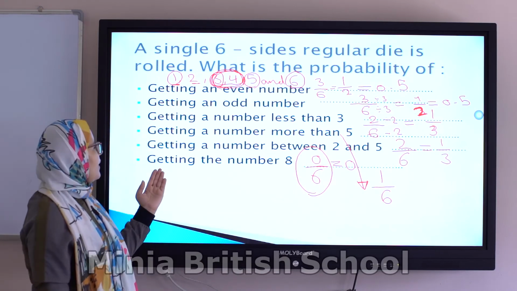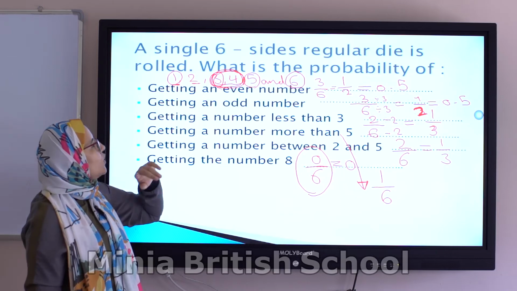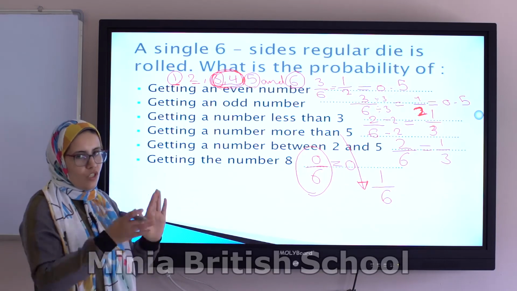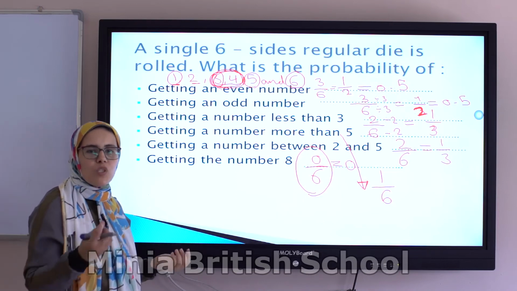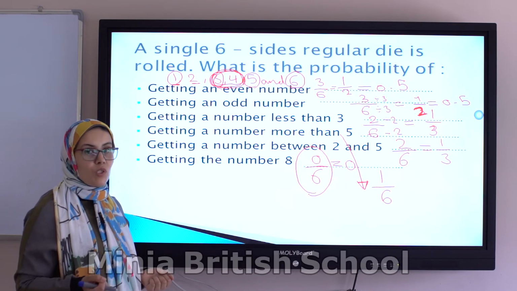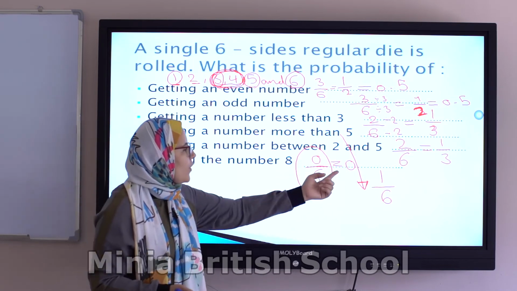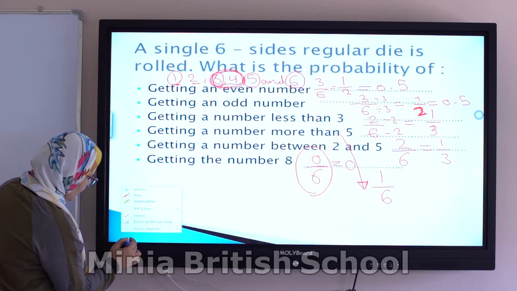And we can do it without this step. How come? Getting the number 8, and we know the sides of the die are from 1 to 6, so there is no 8. What is this? This is an impossible event. So the probability of an impossible event is 0. So we can write 0 directly. Here we have the next exercise.